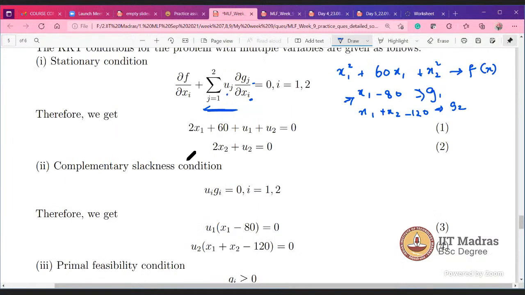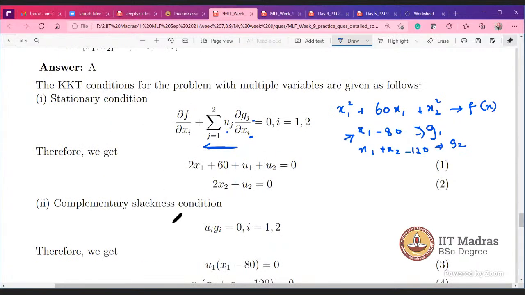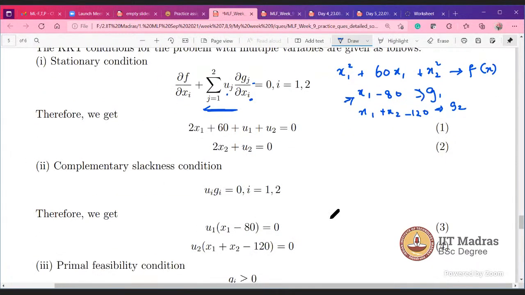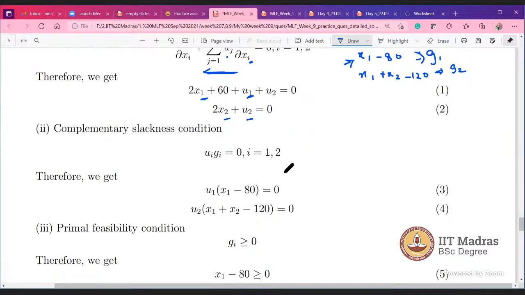Once you have framed the stationarity and complementary slackness conditions, the stationarity condition itself might seem enough to solve. But here there are only 2 equations with 3 unknowns. The second equation has only x2 and u2, but the first has x1, u1, u2. So you cannot get a direct relationship from these equations, and we go for complementary slackness.